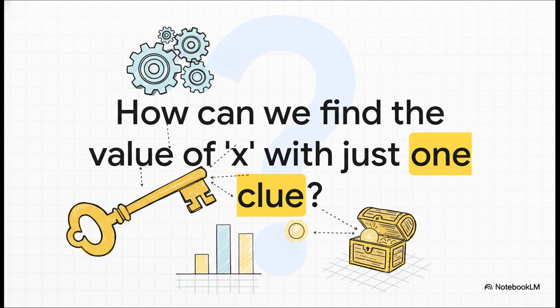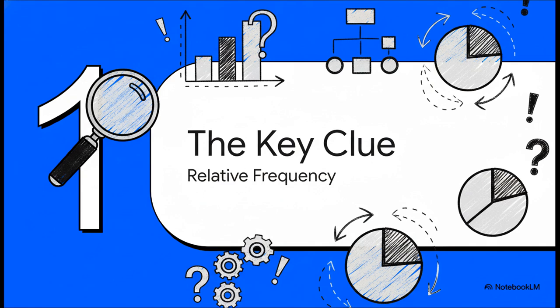I mean, at first glance, it seems impossible with just this list. But here's the thing. We have one other crucial piece of information, a single clue that is going to unlock this entire puzzle. The question is, how do we use it? And here it is. This is our key clue. The entire case hinges on understanding this one concept, relative frequency. Now, I know it might sound a little complicated, but trust me, it's actually our secret weapon.